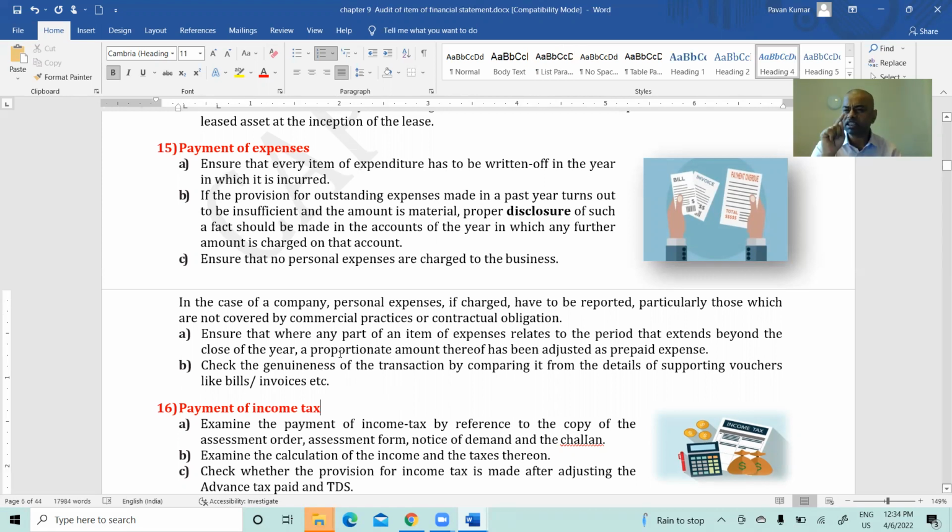This section 143 is highly misunderstood by students. Unfortunately, it is wrongly explained by some of the teachers. No personal expense should be... Arey yaar, this is not a personal expense. This is an employee benefit cost. This is a part of the salary you are paying to Pavan. So this can go to salaries. This can go to P&L.